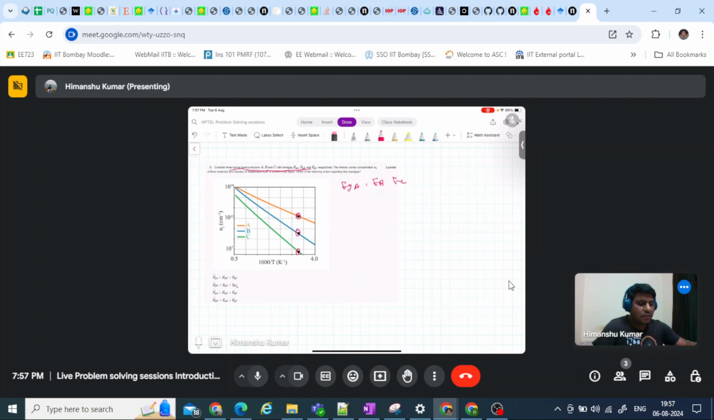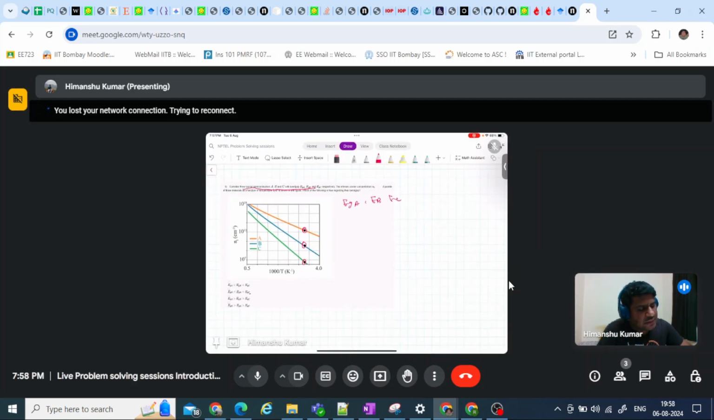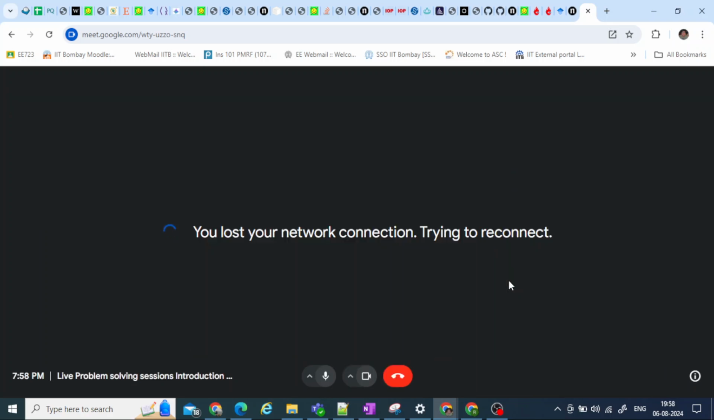So basically, the intrinsic carrier concentration: Ni is the square root of Nc times Nv, times exponential of minus Eg by 2kT. If you take the log of Ni, and treat the prefactor as a constant, or slowly varying compared to the exponential term, then you can take it as a constant. So log of Ni is log of C minus Eg by 2kT.